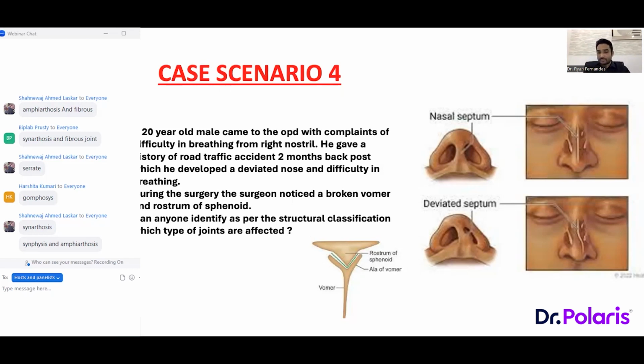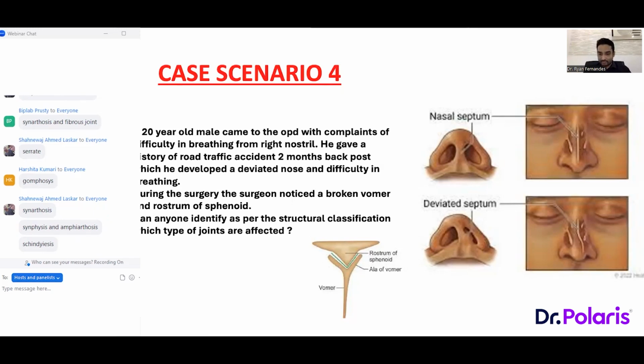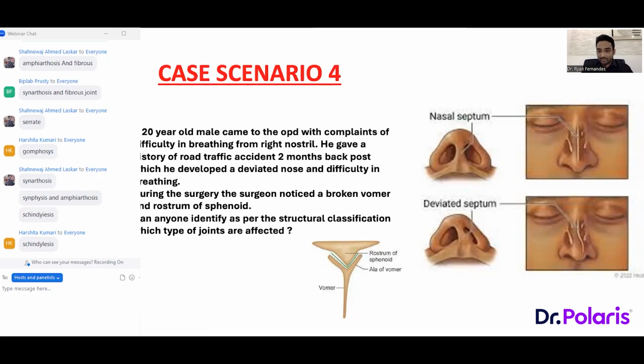Anyone who would like to answer? I would be happy if you give the classification from the top this time. We have Shanavas answering. Yes, I want the whole thing. I told you, start it from the solid joint. Can you please frame your answer in such a way which sir is asking, from the beginning, starting from synovial or solid to the end?